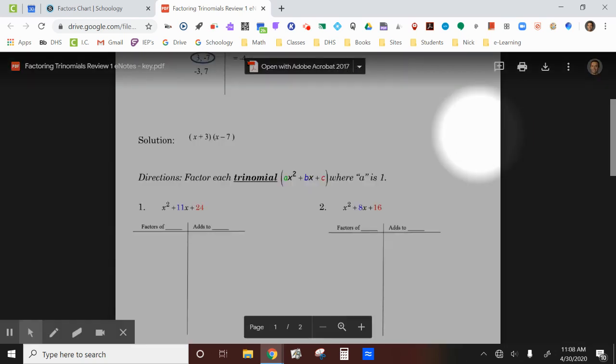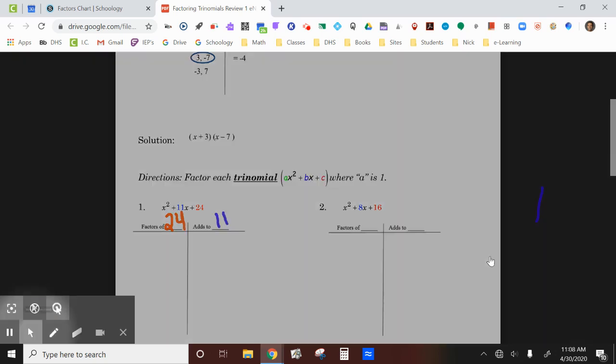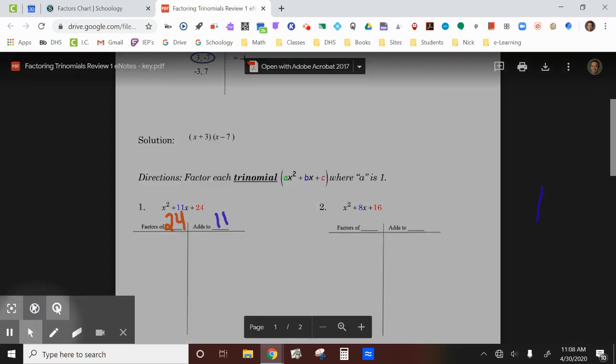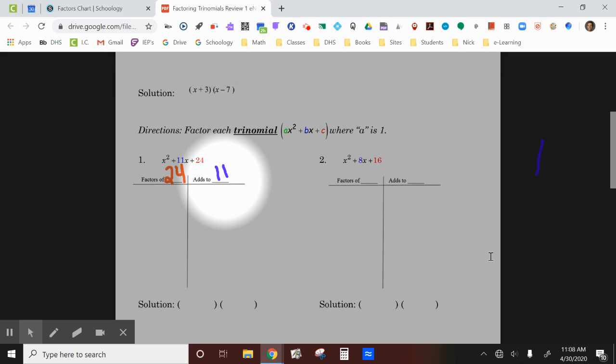Now let's do some examples together. Again, we want to find factors of 24 that add to 11. This is the one where it's just going to be positive, positive, positive, positive, so I don't have to worry about negatives. I'm just going to be looking for positive factors of 24 that add to 11.